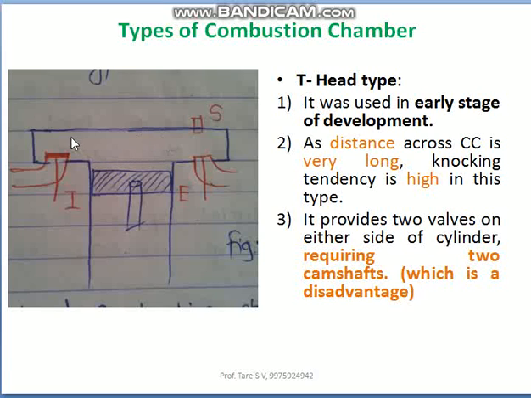This design was used in the early stages of development of IC engine. As the distance across the combustion chamber is very long, the knocking tendency is high in this type, and it provides two valves on either side of the cylinder. This is the inlet valve and this is the exhaust valve, and of course it requires two different camshafts, which can be a disadvantage of this type.